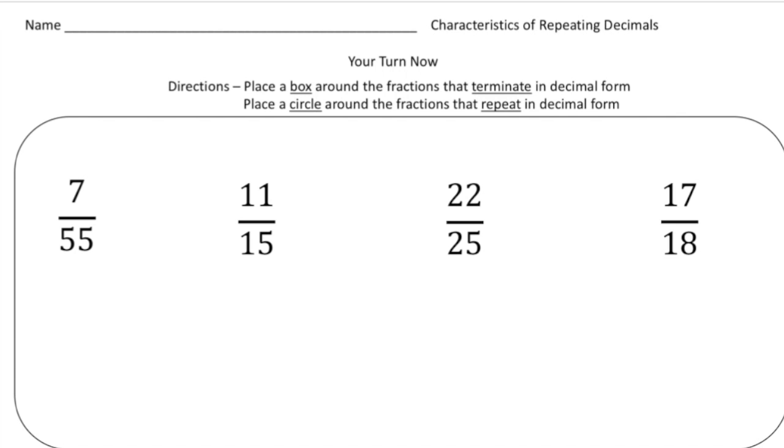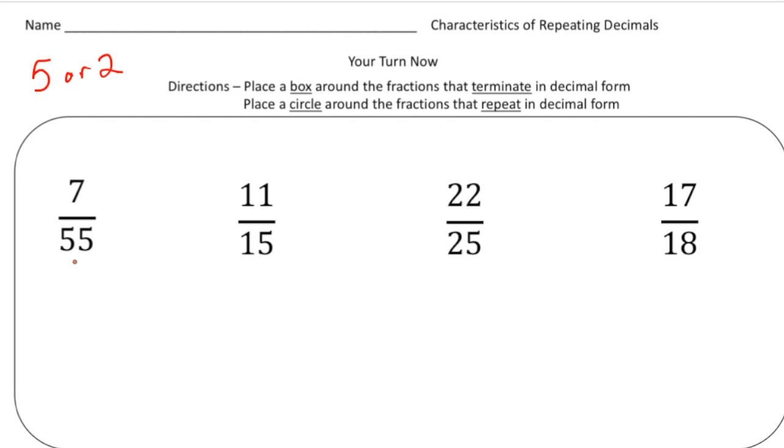All right, welcome back. Let's see how you did with this your turn problem. For this, we have four fractions, and you need to identify the terminating decimals by putting a box around them, and then circle the ones that are repeating. So remember, if the prime factors of the denominator are only 5 or 2 or both, you know it's going to terminate.